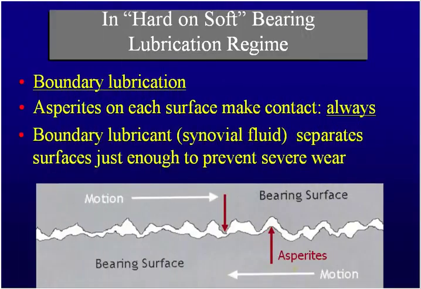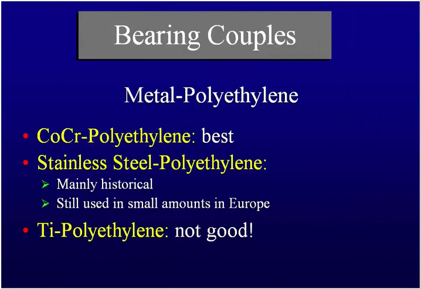On a hard on soft bearing in the hip, the lubrication regime is boundary lubrication. Just remember that. In boundary lubrication, the asperities on each surface make contact always. They are never completely separated, and that is the definition of boundary lubrication. The fluid, in this situation synovial fluid, separates the surfaces just enough to prevent severe wear, but they are always in contact. That's why you have adhesive wear and abrasive wear.